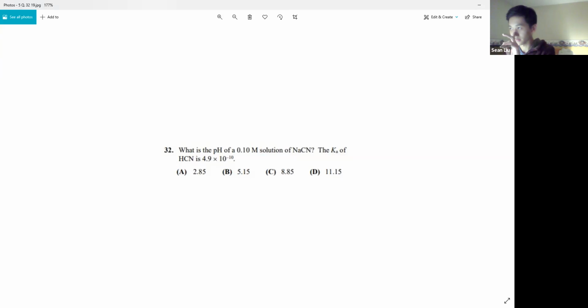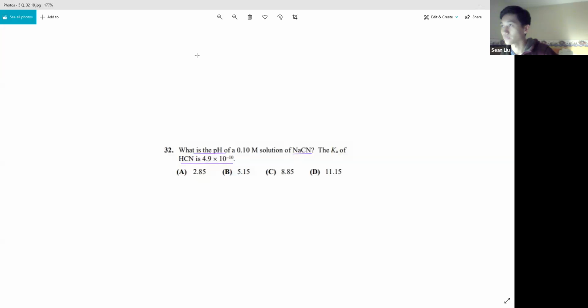All right, first thing about this question, one thing I like about it is that it demonstrates a bunch of key points, not just about solving questions like this or the chemistry, but also about problem solving. First thing I want to point out: what is the pH of this solution? The Ka of this is given.